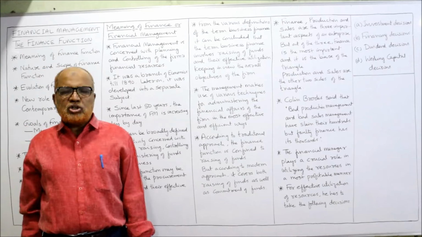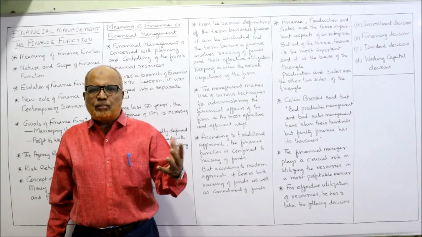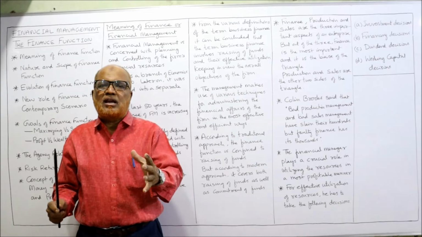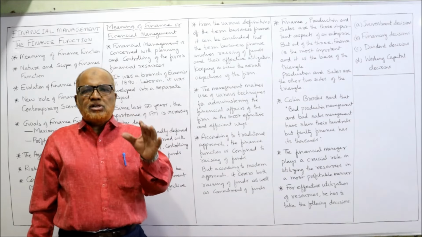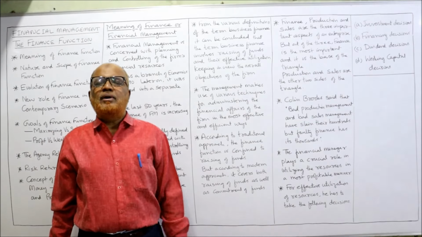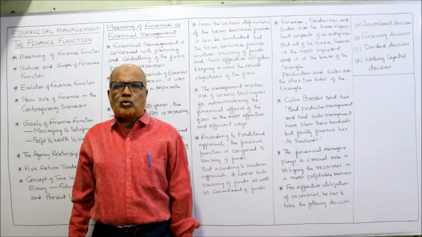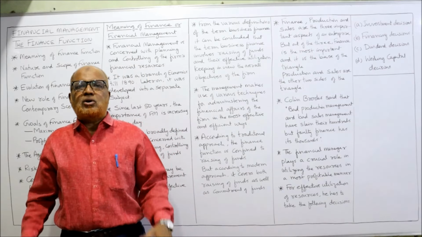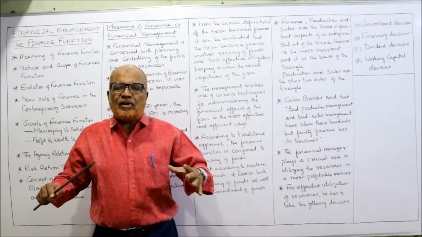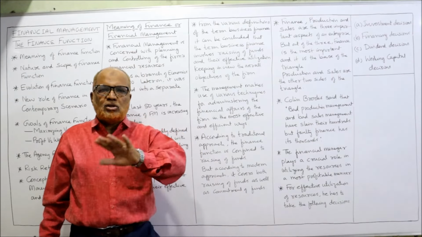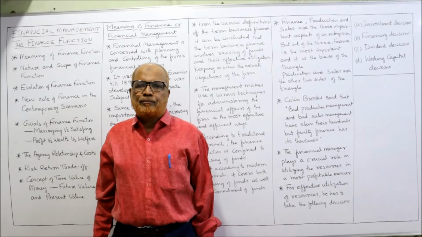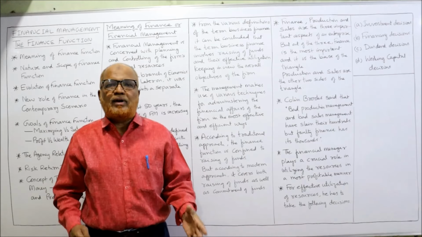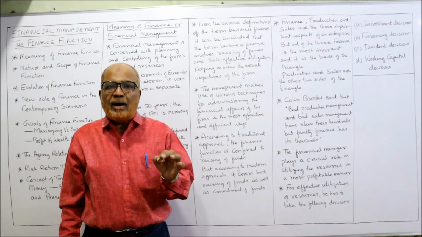So there are two approaches: traditional approach and modern approach. Traditional approach is concerned with the raising of money. That means the scope of finance function was limited according to the traditional approach. But now, due to development, due to complexity of the business, the scope of financial management has also increased. Now it is not concerned only with procurement of funds. It is concerned with the utilization of funds also in a better manner.